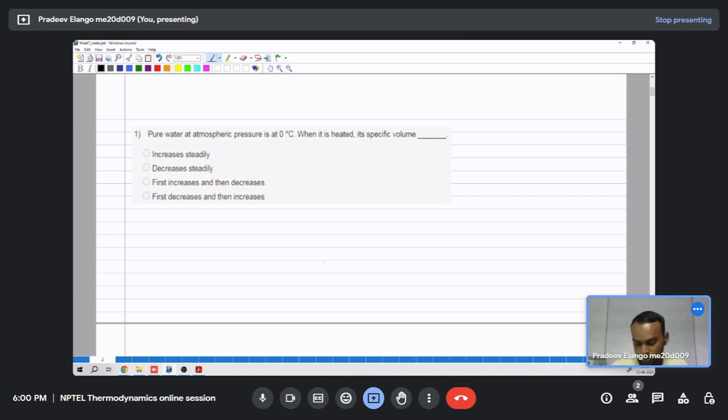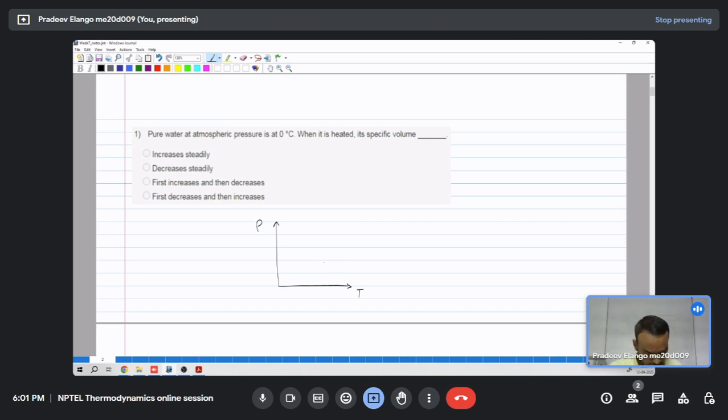So first, pure water at atmospheric pressure is at 0 degree Celsius. When it is heated, its specific volume increases steadily, decreases steadily, first increases and then decreases, or first decreases and then increases. So there is a peculiar property of water.